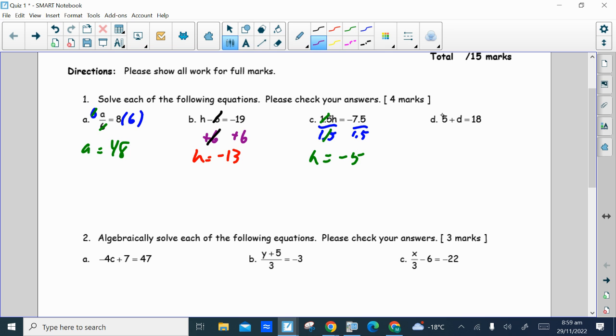For the last one, that 5 is a positive 5, so we'll have to subtract 5 from both sides. So on the left, 5 minus 5 cancels. You're left with d equaling 18 take away 5 is 13. And if you check that, 5 plus 13 does equal 18, so it checks.